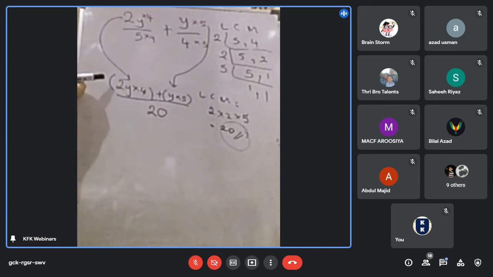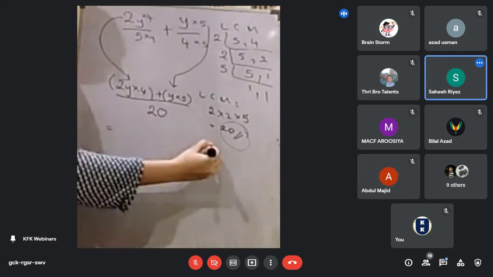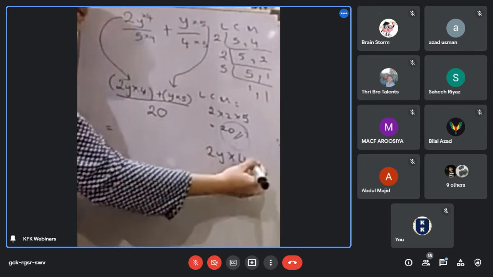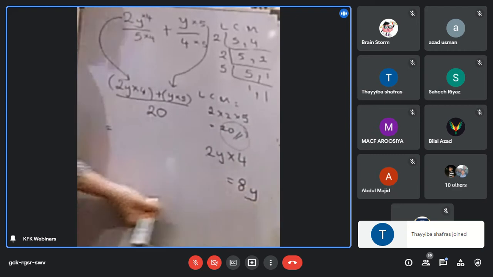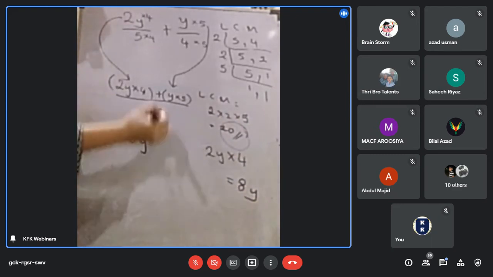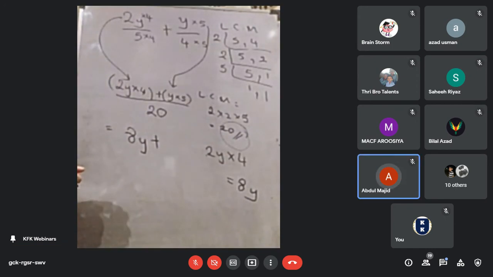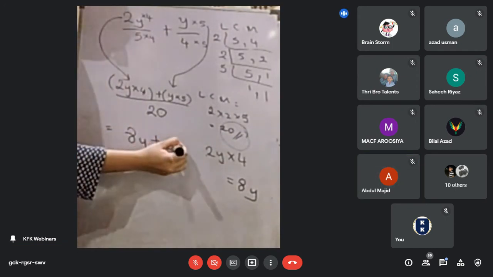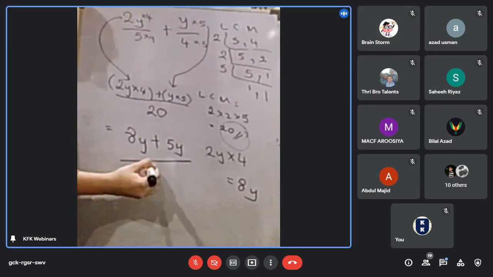Okay? So now tell me, 2y multiplied by 4, what is it? 8y. Yes. So 2y multiplied by 4 is 4 into 2 is 8, and then you bring the y here. So you write 8y, and then you bring the addition sign down. y into 5 is how much? 5y. Yes, 5y. Therefore, you bring the denominator 20.